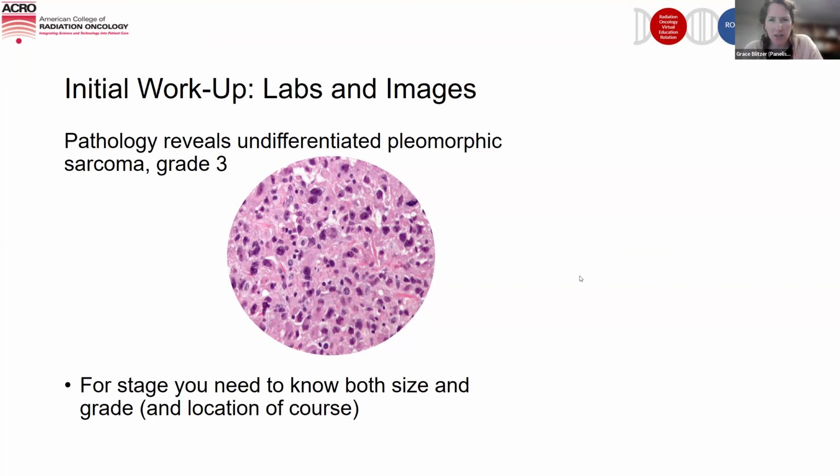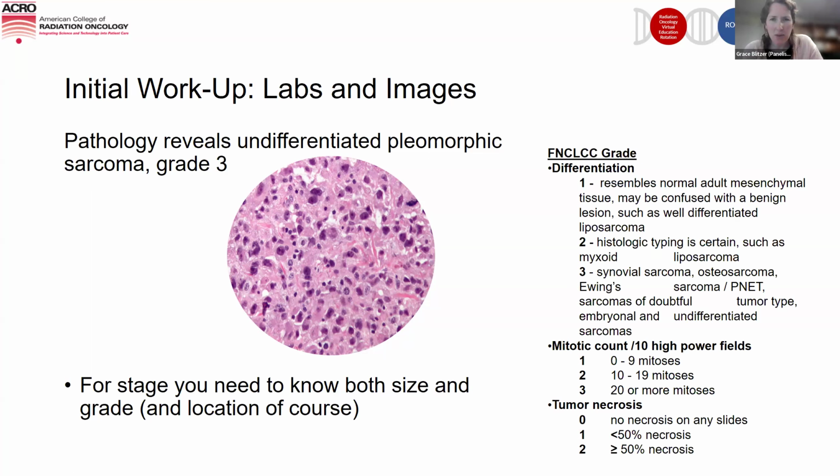And I think there's something else on this slide, but Caitlin, correct me if I'm wrong. There you go. This just briefly shows it. This is the FNCLCC grade. On your written boards, you may be asked about this. So some of the scores go from 1 to 3, and then the tumor necrosis goes from 0 to 2. And all of these are added up to give you that grade.